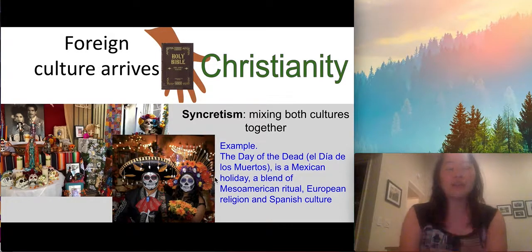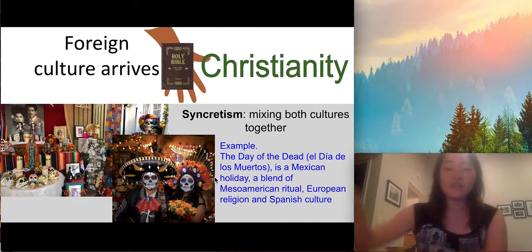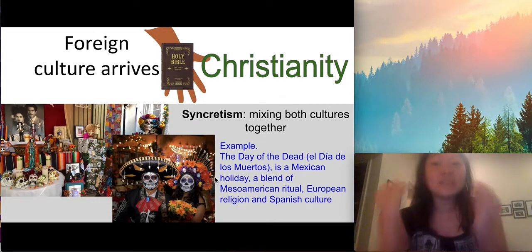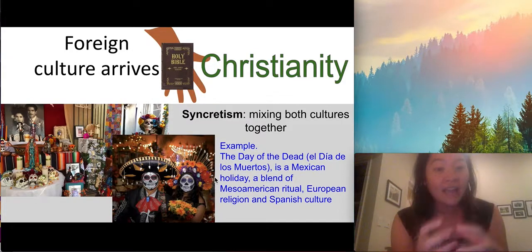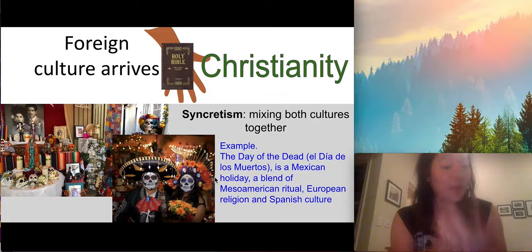A good example of syncretism in America is Day of the Dead, or Dia de los Muertos. This is a Mexican holiday, which is a blend of Mesoamerican ritual, European religion, and Spanish culture. Because it's highly Catholic, right? It's a part of the Catholic tradition in Mexico in particular, but it also demonstrates some of the Spanish culture influence. So this is a great example of religious syncretism.